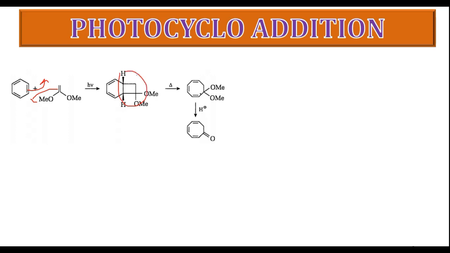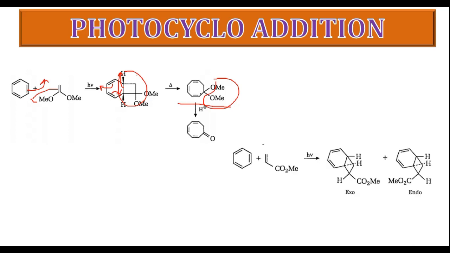This is going to be involved in what kind of reaction? Yes, an electrocyclization reaction like this. So this electrocyclization reaction is going to give this product. So on hydrolysis, what is happening? This is eliminated. Now we get a double bond at this position. So friends, the same kind of reaction we can observe with methyl acrylate.